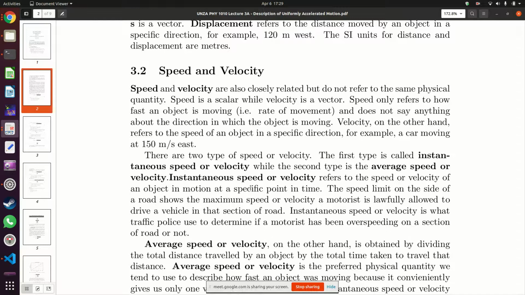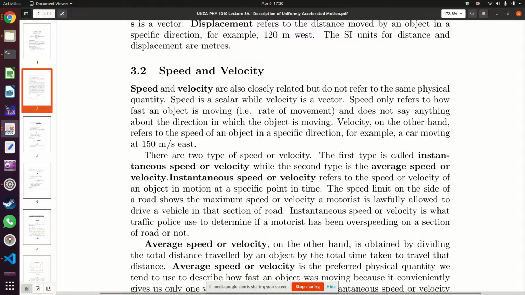Maybe you're driving at 70, you're driving at 80, most people drive at 100 kilometers per hour. So at that particular point in time, what is your speed? That is what is referred to as instantaneous speed or instantaneous velocity. So we are interested in this kind of speed. The problem with this kind of speed is that your instantaneous speed or velocity is going to change after every second. Maybe there's a car in front, you slow down, so your speed changes after every second.